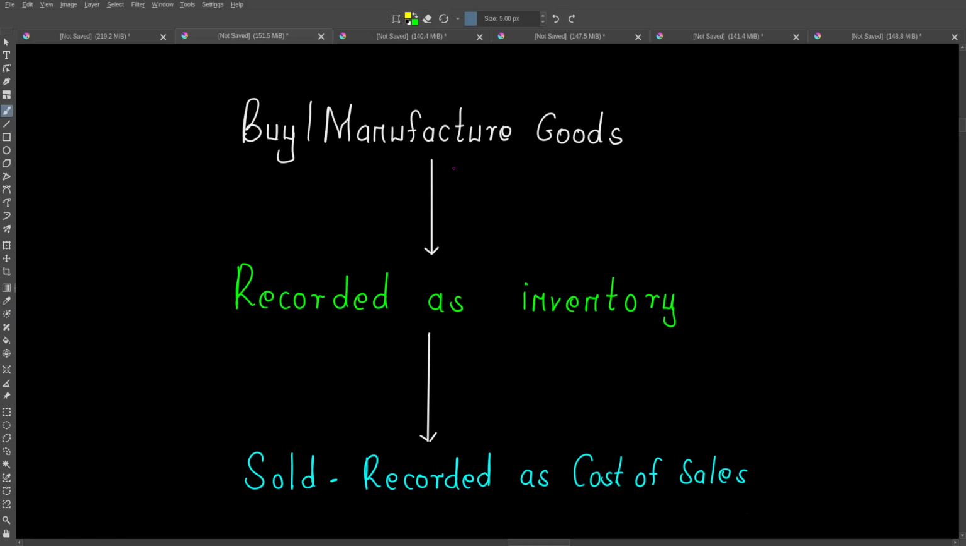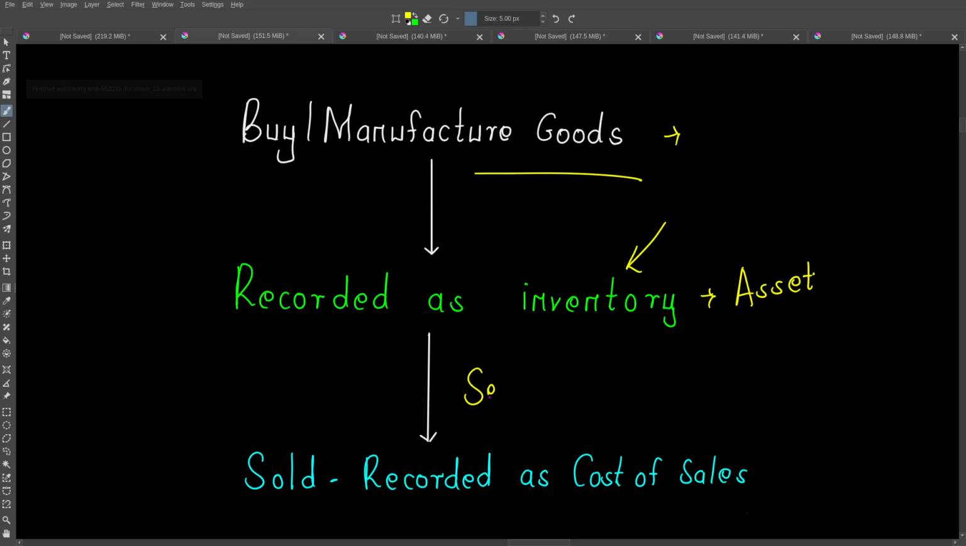The moment you buy or manufacture goods, remember this, you record as inventory. Remember, this is an asset account. This is a current asset account. You have these things in your warehouse or on your shelves, and at that point we are saying this is inventory because they have an economic value, because you bought them with money. So they sit in your business as inventory.